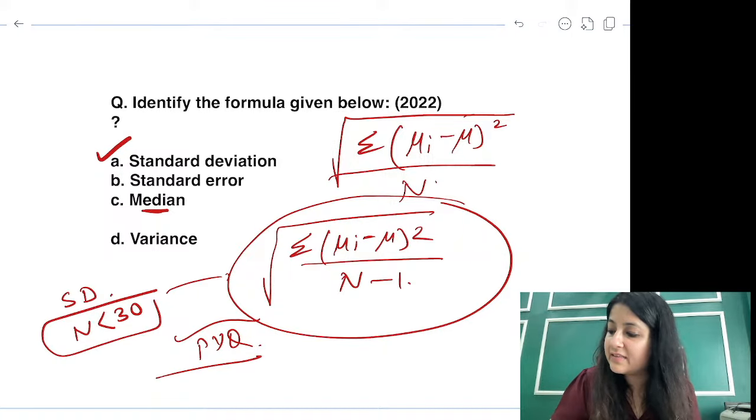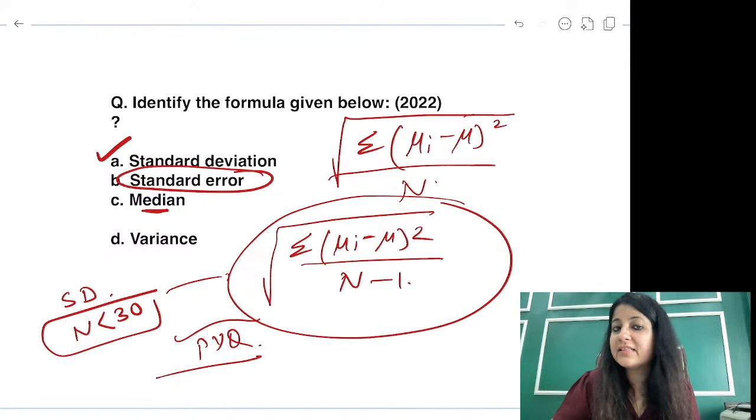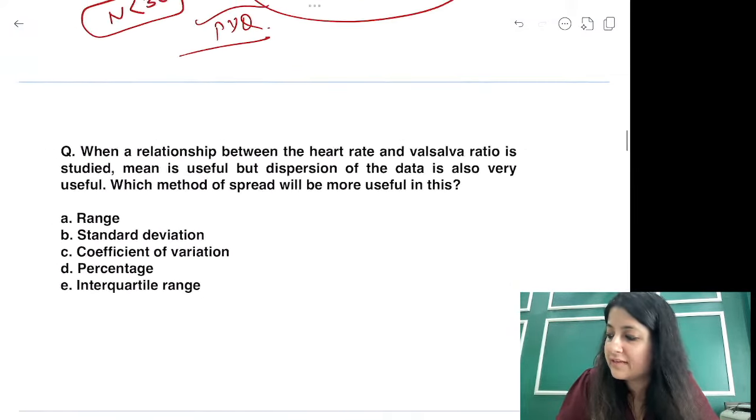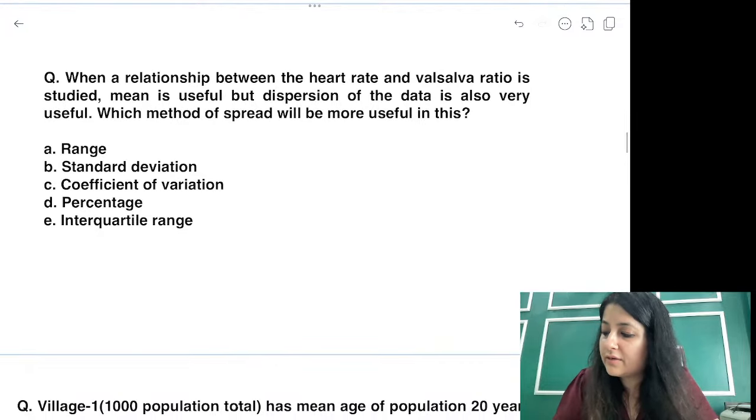Measure of central tendency. What is the formula for standard error? You will get questions on this. Standard error and variance also, they are all measures of dispersion. ठीक है? I will give you all the formulas. Don't worry. We'll do it MCQ wise only. Let's try to do this question.